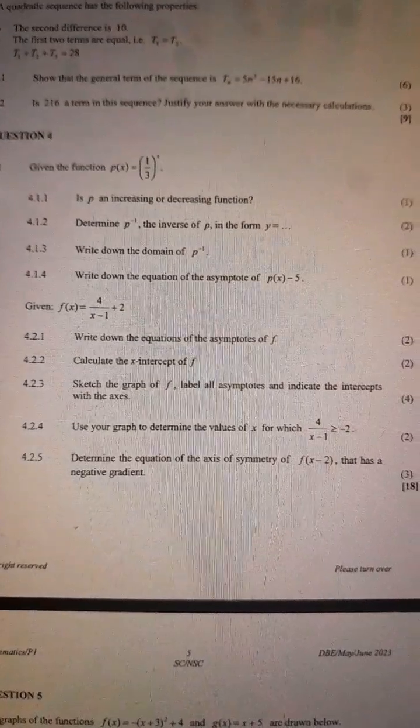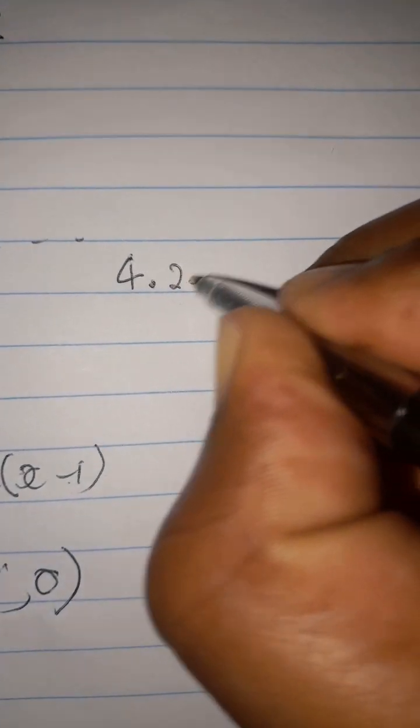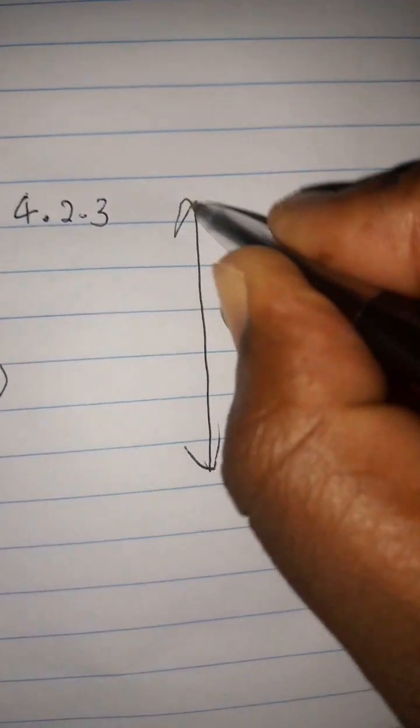At 4.2.3, sketch the graph, label all the intercepts, and indicate the asymptotes with the dotted lines, right? In this case, at 4.2.3, they want us to sketch, guys. Let's put that into practice.